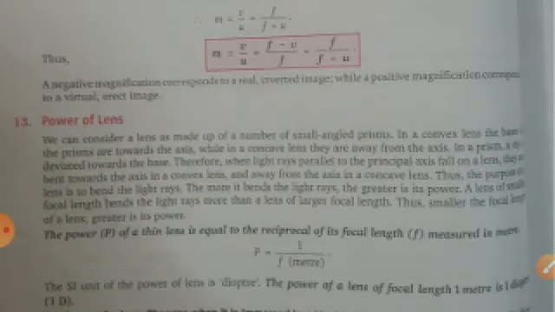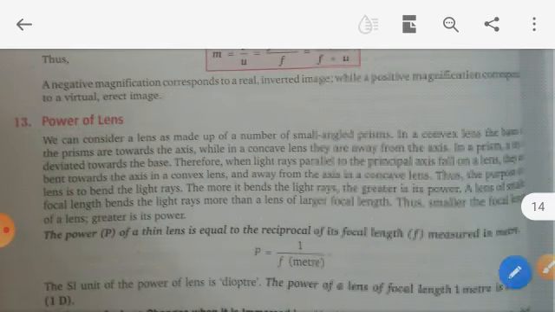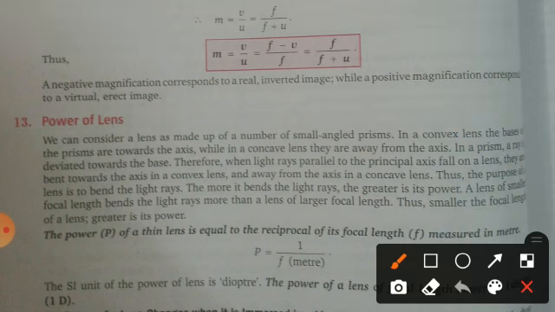So we will move to here. You can see this is the topic we are going to discuss right now, the power of lenses. We can consider a lens as made up of a number of small angle prisms. In a convex lens, the bases of the prisms are towards the axis, while in a concave lens they are always away from the axis. In a prism, a ray is deviated towards the base.